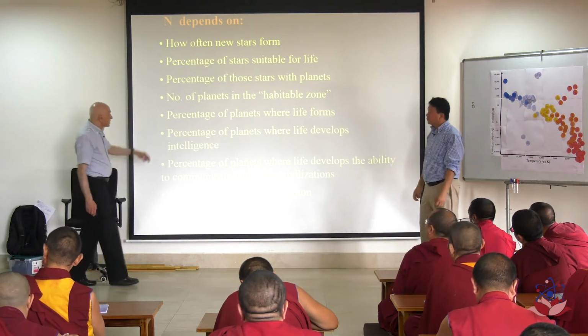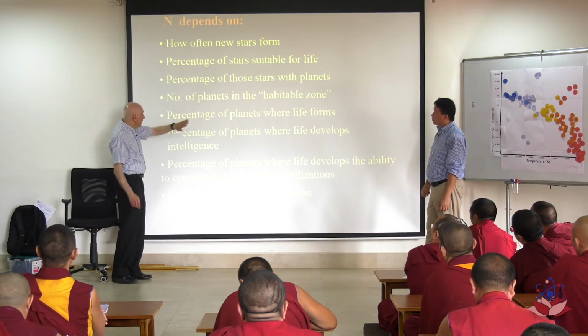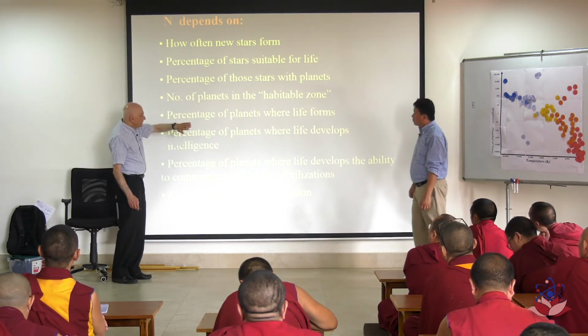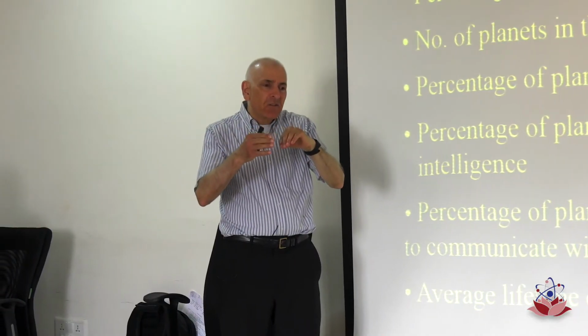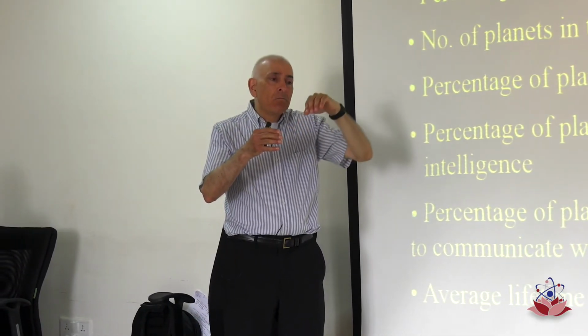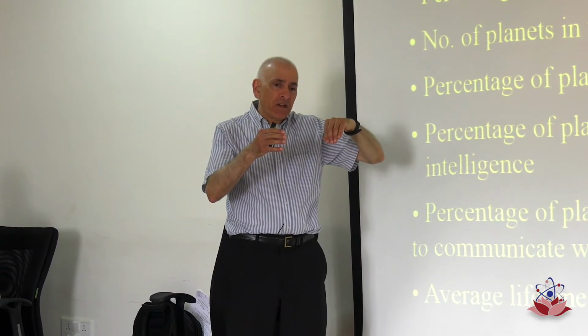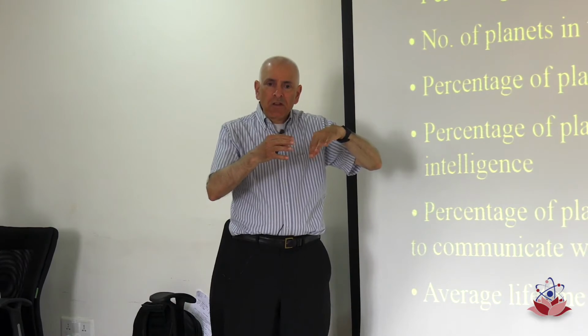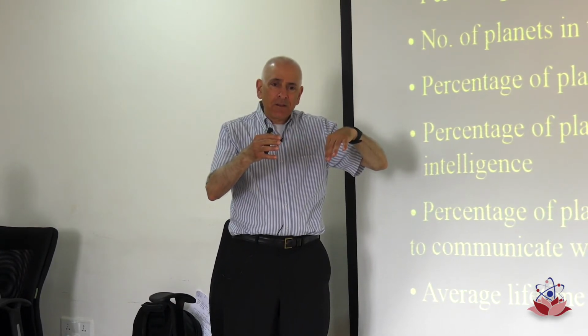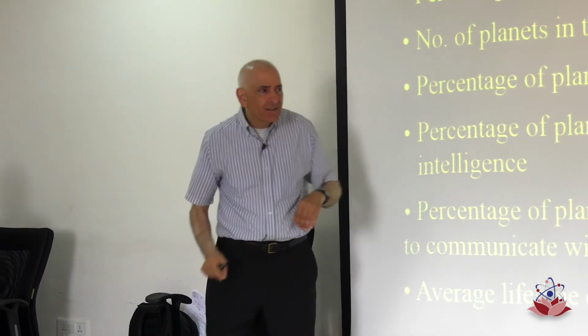And so we're interested in the number of planets in the habitable zone. In the case of our solar system, Venus is just a little bit too close to the sun. Mars is a little bit too far away. We almost had 3 planets in the habitable zone, but it turns out we have 1.